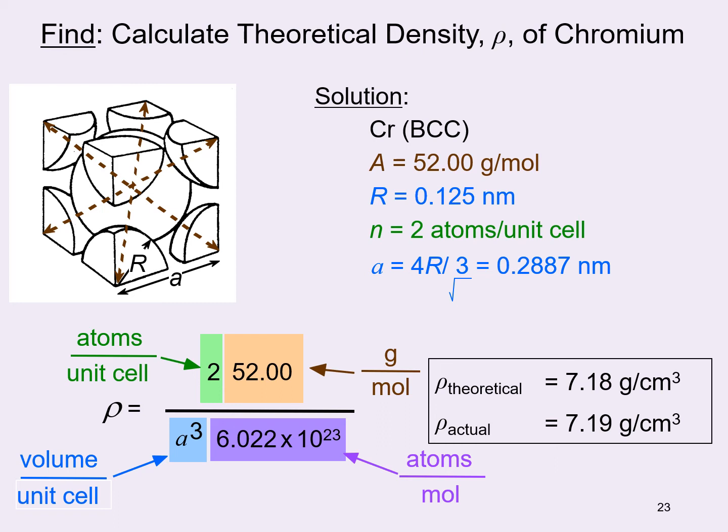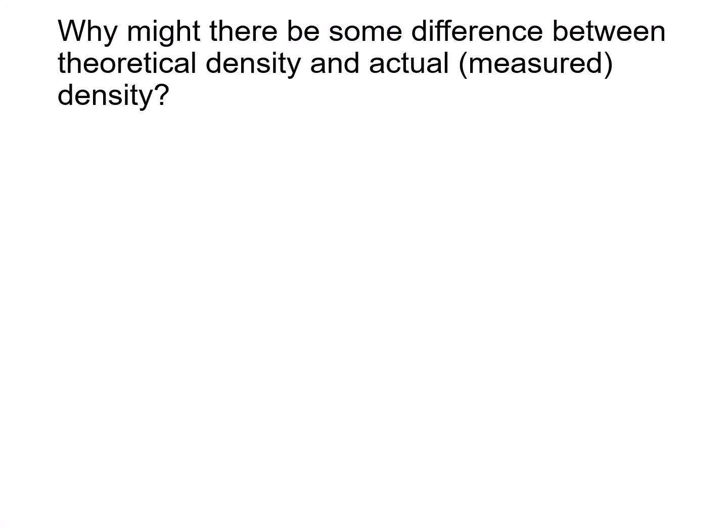and when you measure the density of this particular material, generally the value is 7.19 grams per cubic centimeter. Notice that these are not the same values. So why might there be some difference between the theoretical density and the actual measured density?